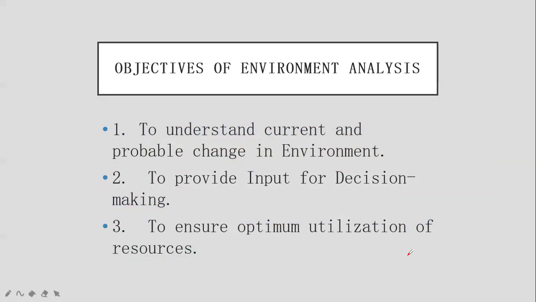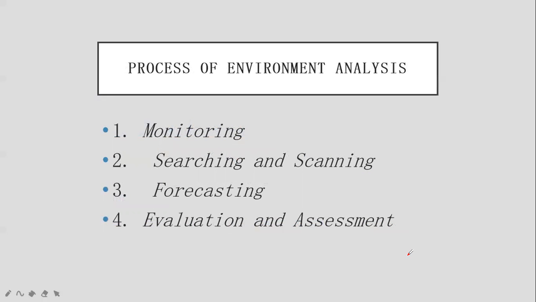Second, kailangan nating i-provide input for decision making. So, in decision making, you need to consider differentiated input. Next is to ensure optimum utilization of resources. Para ma-ensure natin na magamit yung mga resources, like for example, the labor resources or the human power resources, the machineries, the raw materials resources that we are going to use. So in every business, we need to come up with the optimum utilization of resources. Now, let's go to the process of environment analysis.